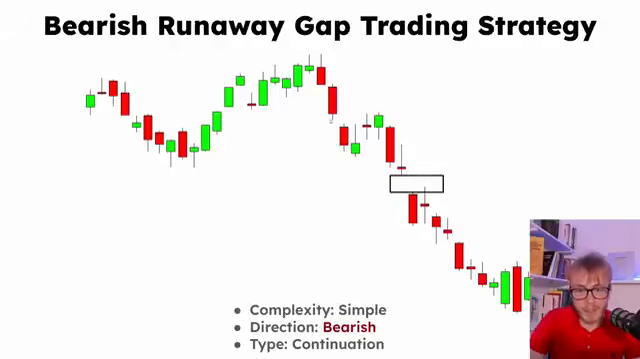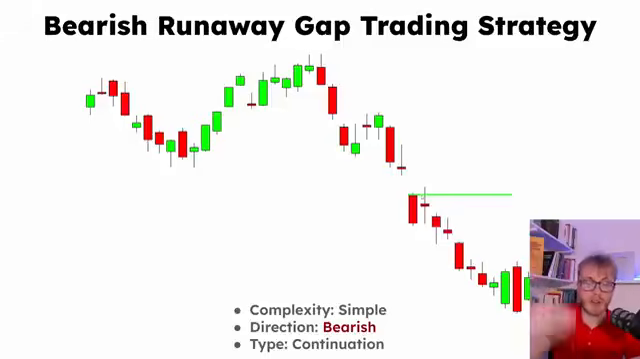You could also maybe argue that we have a tiny gap right here. But preferably, when we see these runaway gaps, we don't really want to see very small gaps like right here. We definitely prefer to see larger gaps like in this case. As for your entry point, the most common way to enter is to enter already at the open of the first candle after the gap.